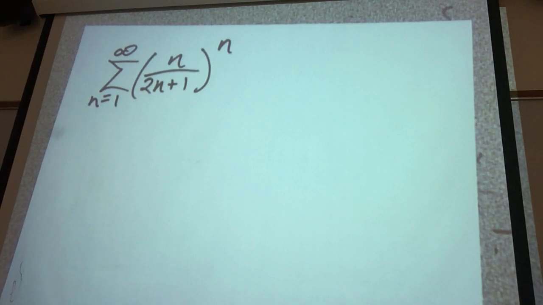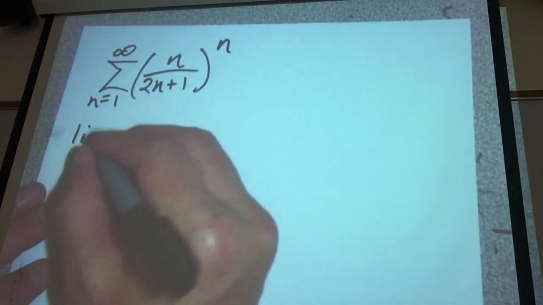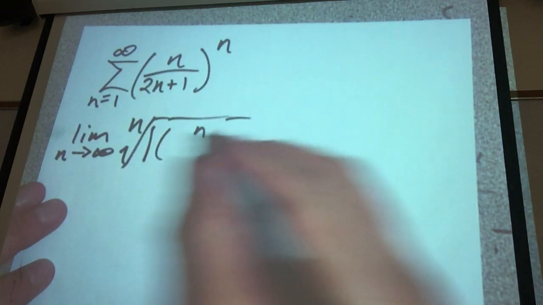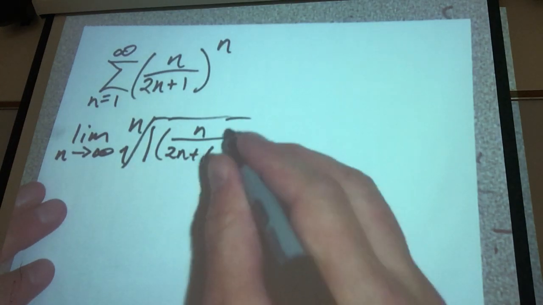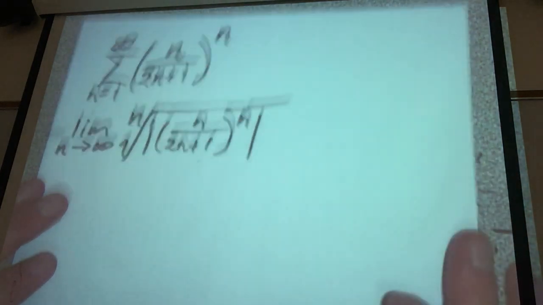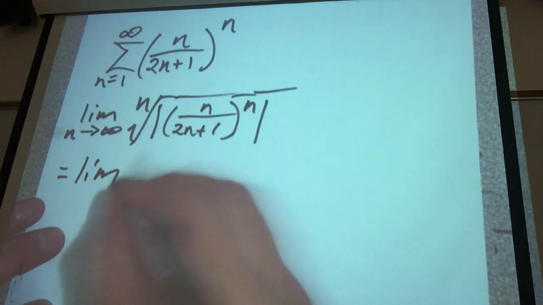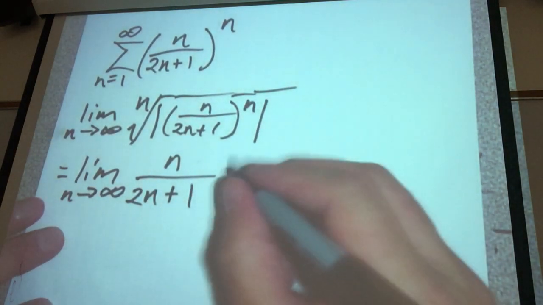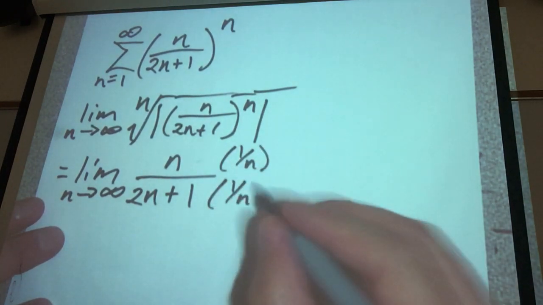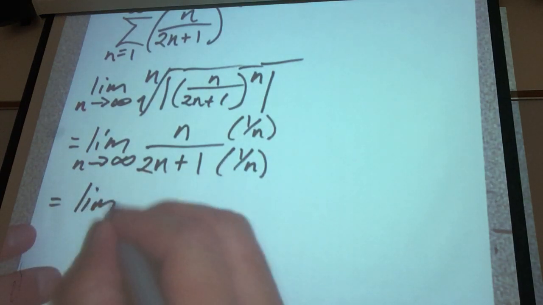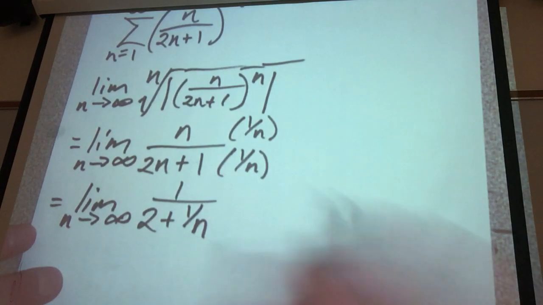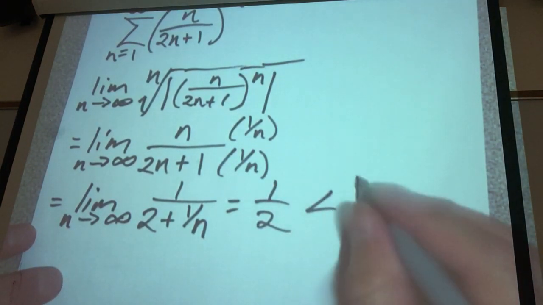So let's take the nth root of this, the limit of it. So that would equal the limit as n tends towards infinity of n divided by 2n plus 1. Okay, so let's divide by the highest power on this. And so that would equal the limit as n tends towards infinity of 1 divided by 2 plus now 1 divided by n. Okay, that's going to go to 0. And so this is going to become 1 divided by 2, which is indeed less than 1.